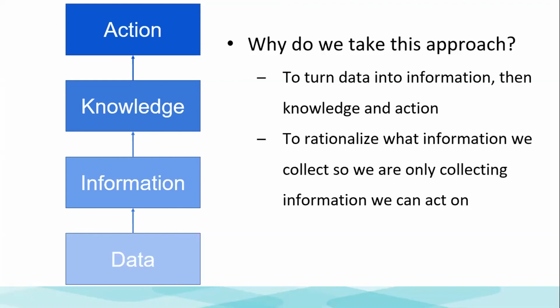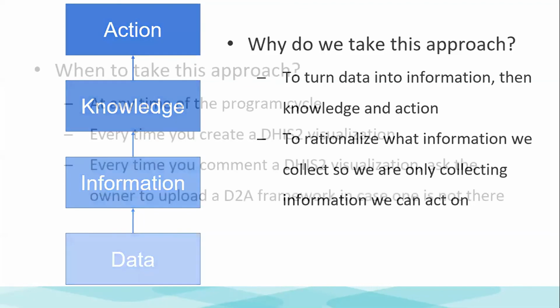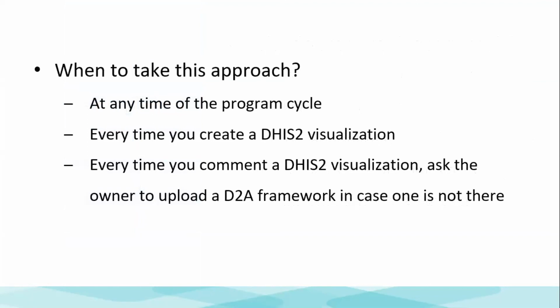So we should not be doing that. We should question ourselves. If we can't actually make any use of some data and convert it to an action, then we should not be collecting it, right? So what can we do? We have to follow this approach. And where can we do it? You can do it at any time of the program cycle. It is not a problem if you have a system without these descriptions and interpretations. That is fine. You can start it now, right?